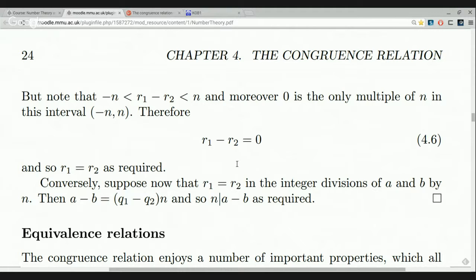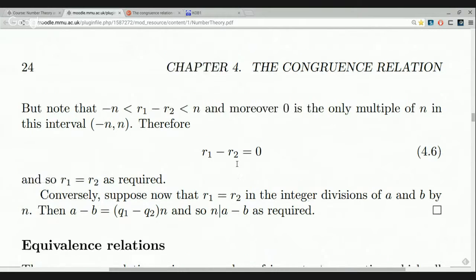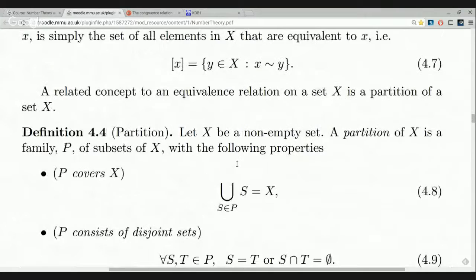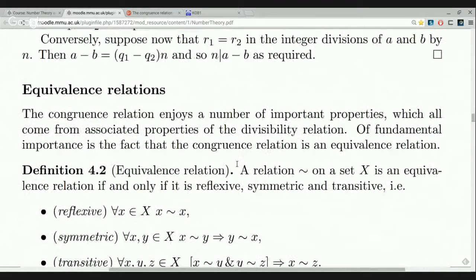So next we have some material on equivalence relations. Now I've said that congruence is a relation. Remember, a relation is like a formula for a statement. A statement is something which is true or false.